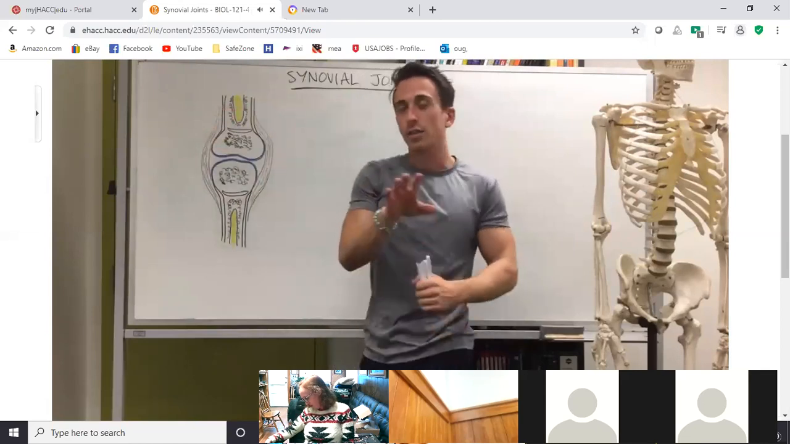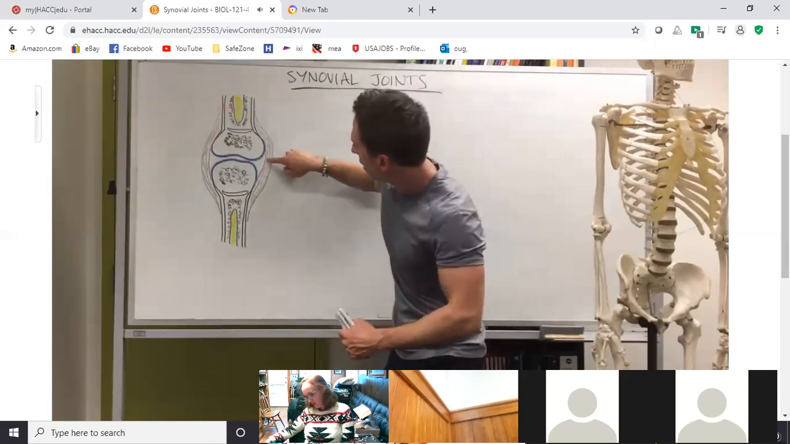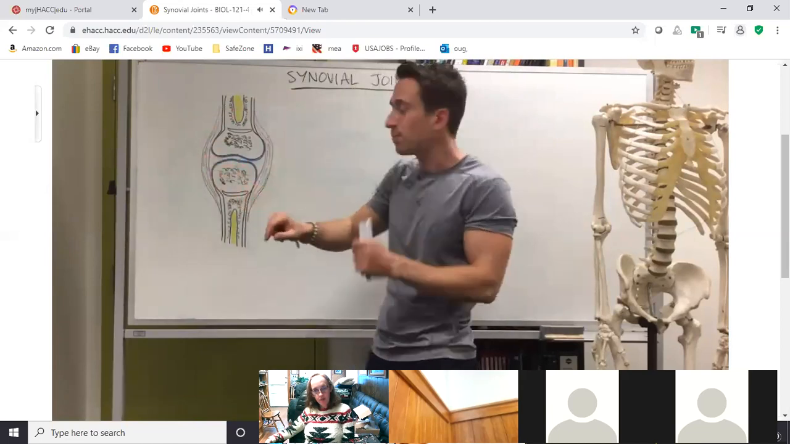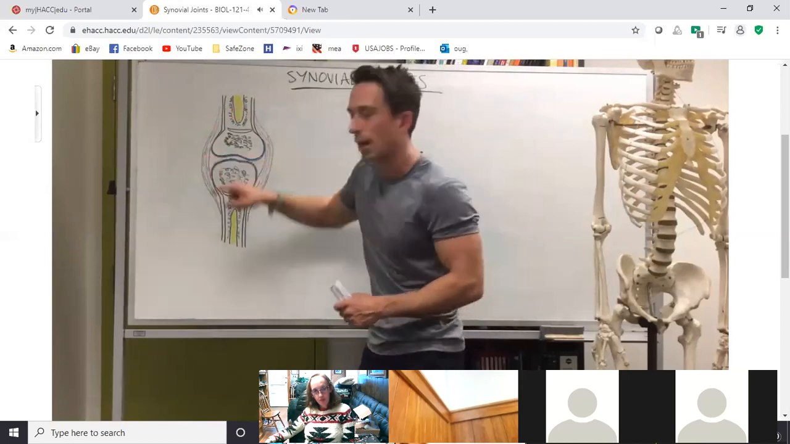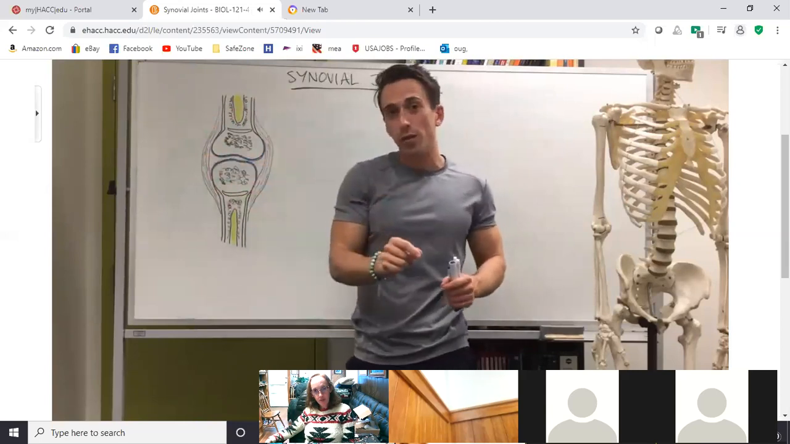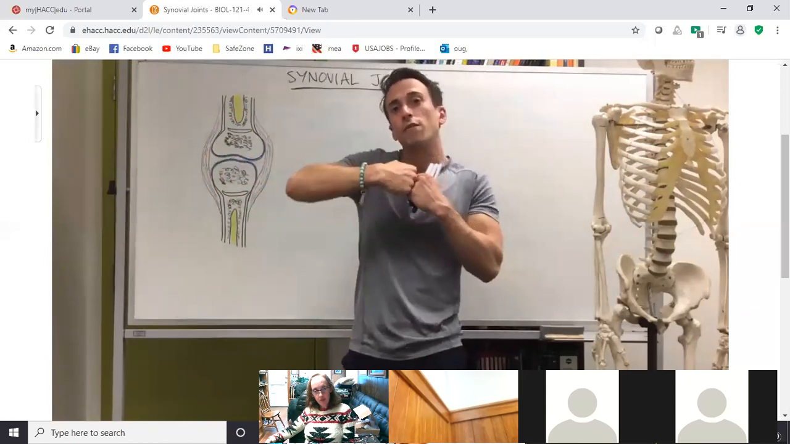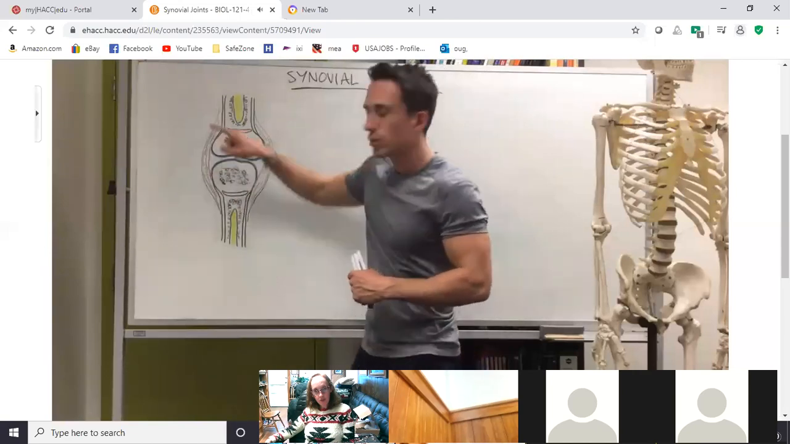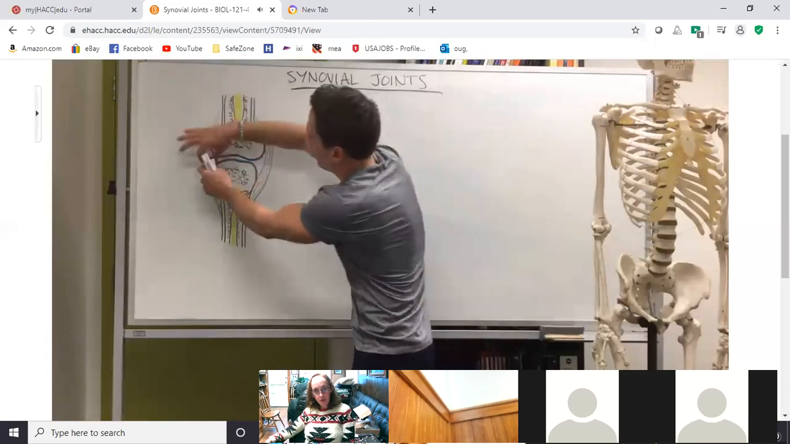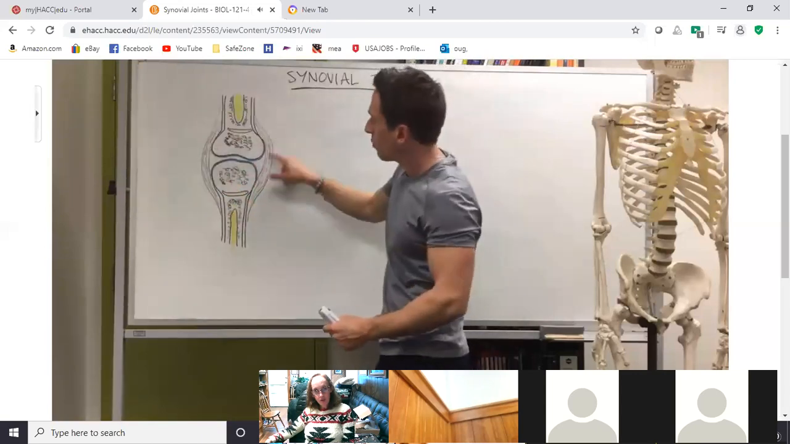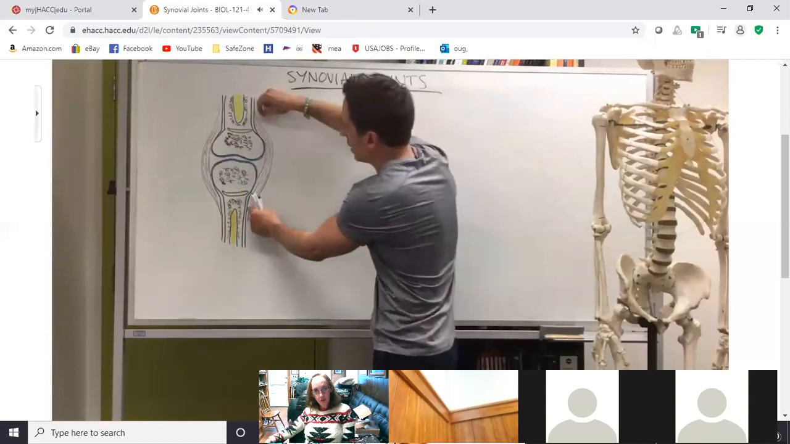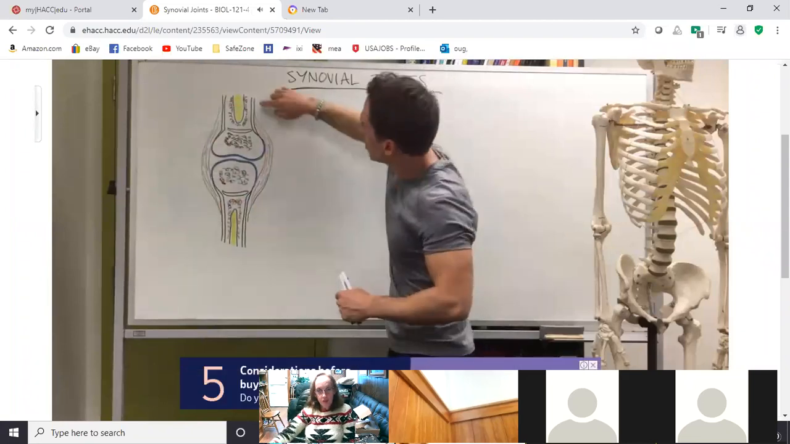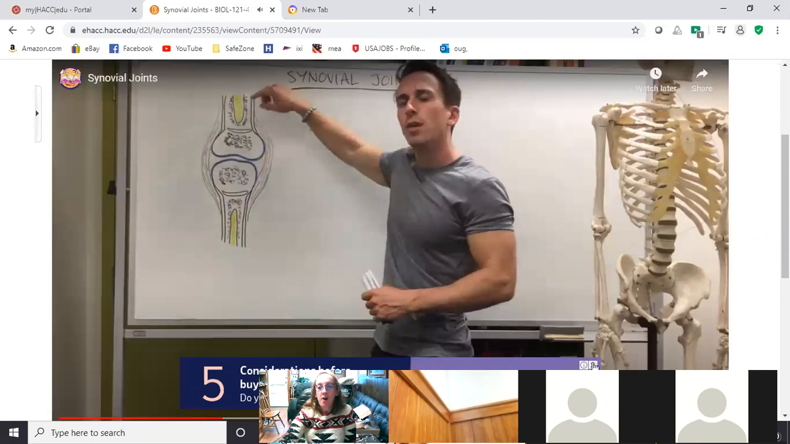To aid in that frictionless environment, we have this membrane here, which is typical of synovial joints, and it's called the synovial membrane, and it releases a fluid in the joint capsule space called synovial fluid. And again, this fluid reduces friction. We've also got the fibrous portion of this capsule. So the capsule here is made up of the synovial membrane and the fibrous membrane here, which sort of encapsulates the whole joint part.